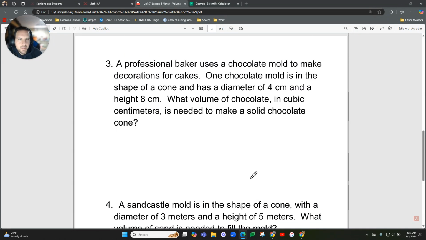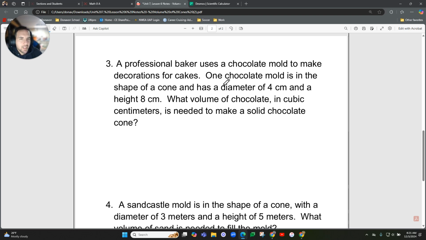All right, number 3, it says a professional baker uses a chocolate mold to make decorations for cakes. It's kind of funny, I've just been watching a show called Is It Cake? If you guys have ever watched that on Netflix, where people try to make real life items, or make cake look like real life items.